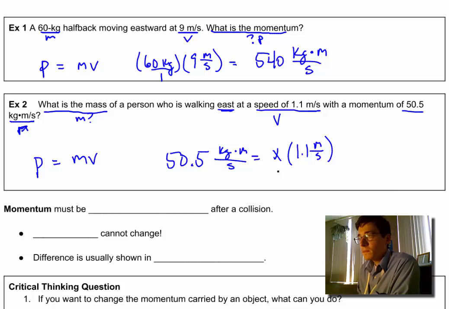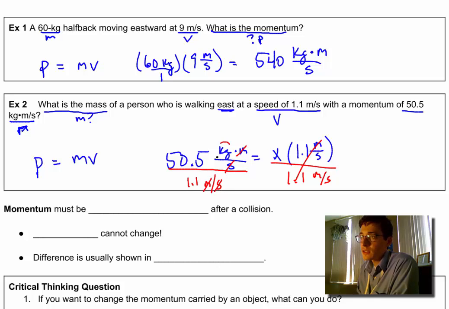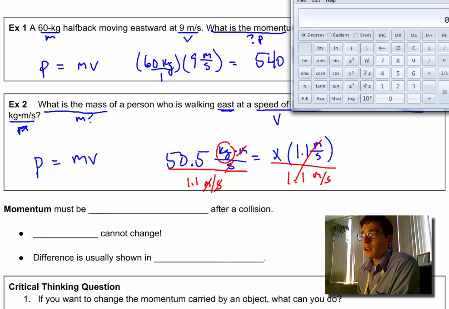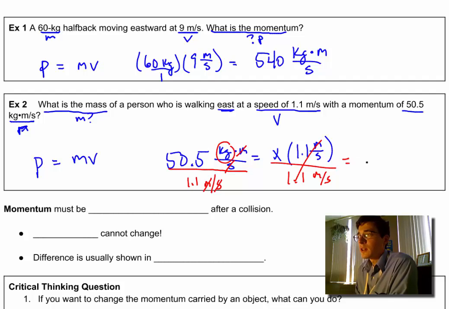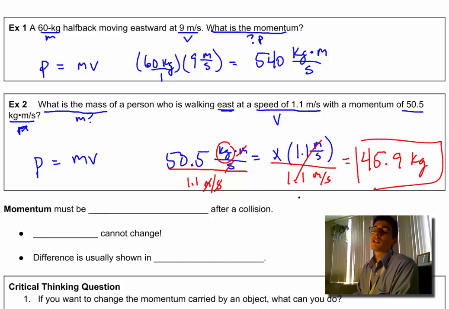And this is your basic algebra. So we divide this side by 1.1 meters per second, and this side is divided by 1.1 meters per second. And notice your units. This is exactly the same, so that cancels. I have meters on top on both, so those cancel, and seconds on bottom for both. So our final unit is going to be kilograms, and we do 50.5 divided by 1.1, and you get this big long repeating decimal. Give me one decimal place. So the mass of this person is 45.9 kilograms. Just like your speed equation, you can rearrange to solve for missing variables.